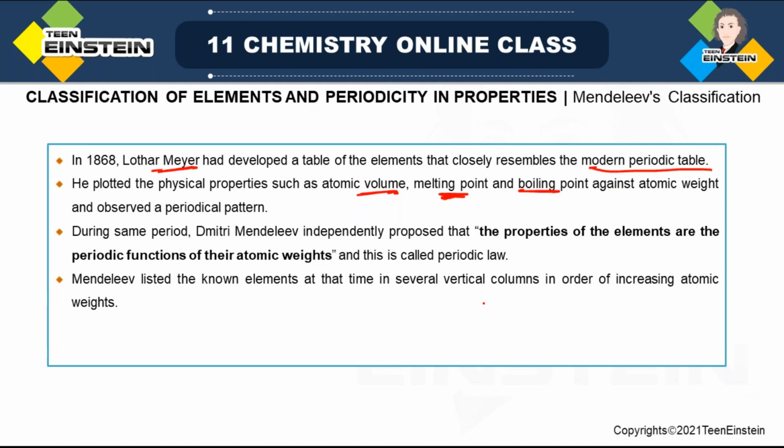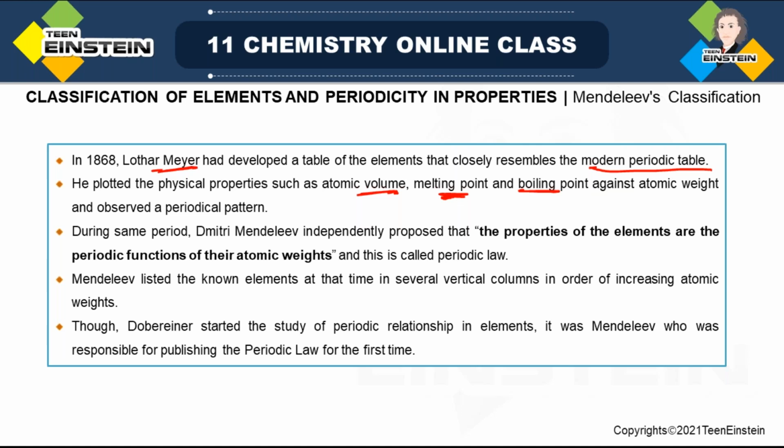Though Dobereiner started the study of periodic relationship in the elements, that idea of periodic relationship with elements was first started by Dobereiner. That is true. But it was Mendeleev who was responsible for publishing the periodic law for the first time. So the idea started from Dobereiner, but ultimately it was Mendeleev who published the periodic law for the first time. Until now, this is the most successful.